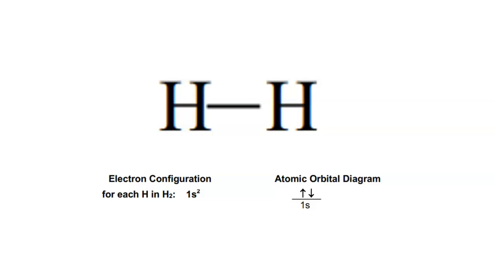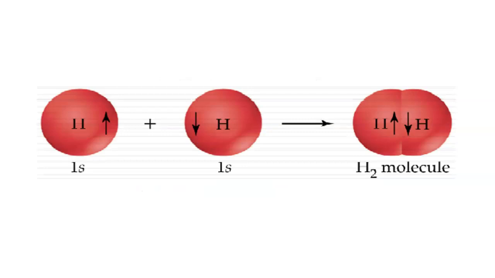The electron configuration for both H atoms in H2 has two electrons in the 1s orbital. This is going to be considered your atomic orbital diagram. If we're looking at it in 3D, we have two hydrogen atoms that come together and they overlap. Since the s orbitals are spherical, each hydrogen atom's 1s orbital can be shown as a sphere. Electrons are shared in this overlap between two bonded atoms.